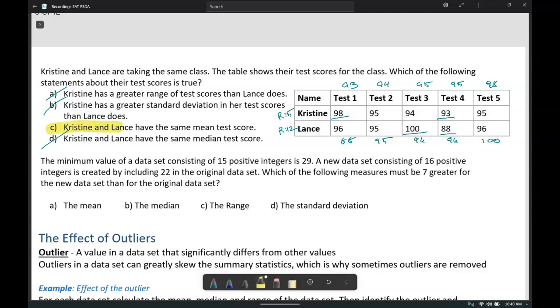Christine and Lance have the same mean test score. And we could verify this by calculating the mean, and we end up getting 95 for both of them. They both have a mean of 95.